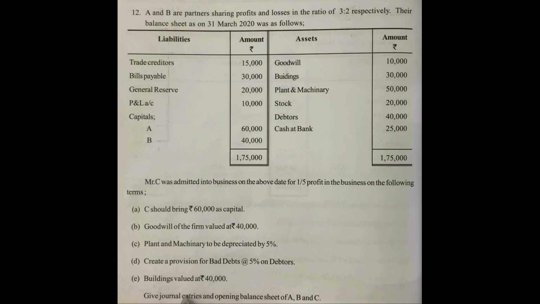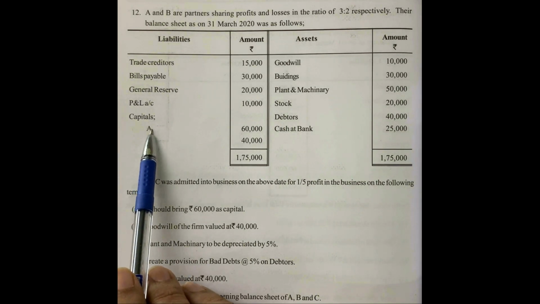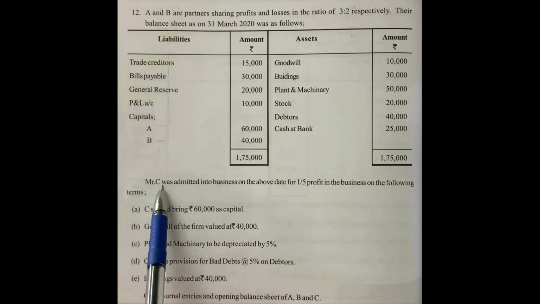In public examination, 99% he doesn't ask journal entries. So you should be able to do the ledger accounts and a new balance sheet directly, without the help of journal entries. In the present problem, we are not going to write the journal entries. Directly we are going to prepare the ledger accounts and new balance sheet. Under ledger, we prepare revaluation account. Next, capital accounts of A, B and C.